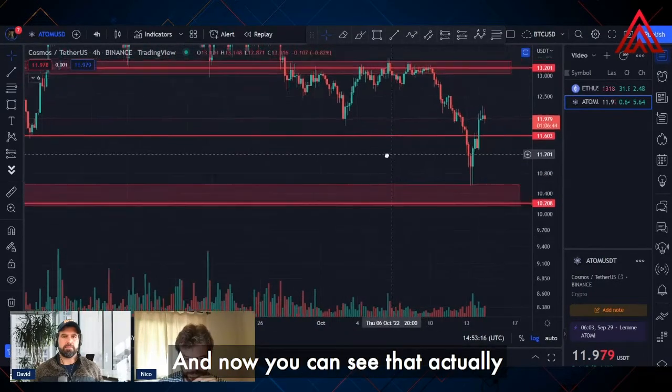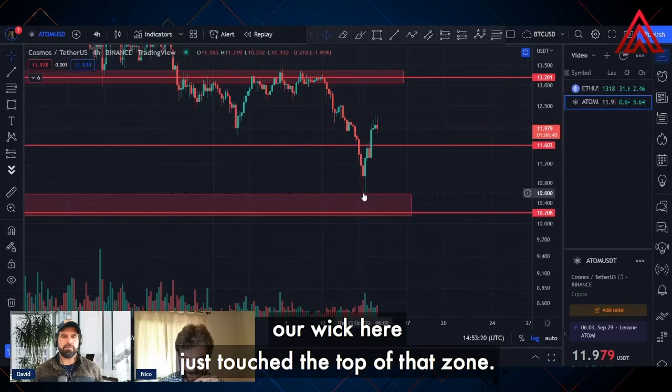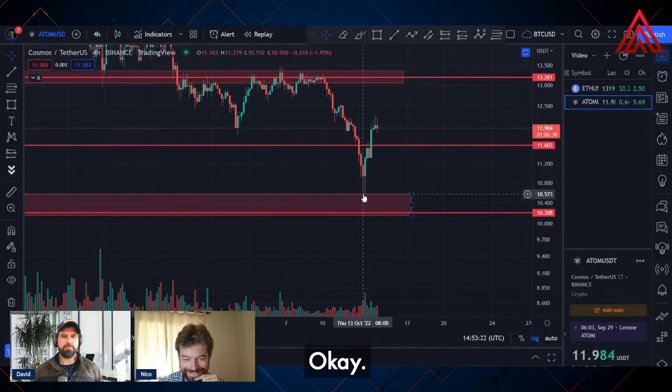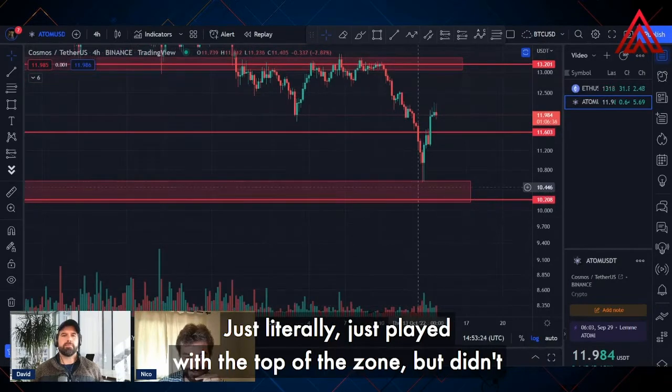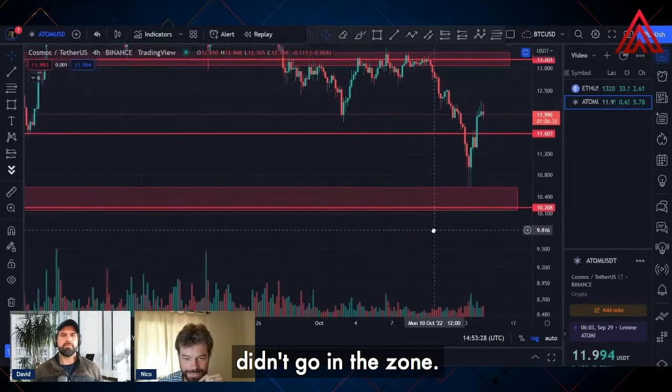And now you can see that actually our wick here just touched the top of that zone, okay? Just literally just played with the top of this zone, but didn't go in the zone.